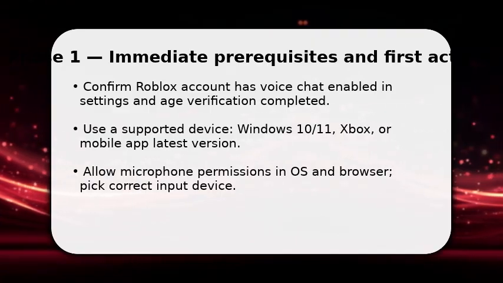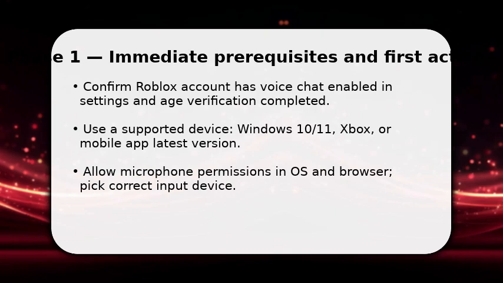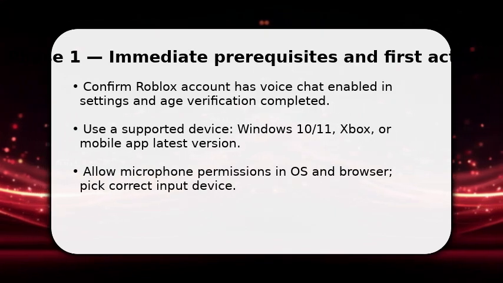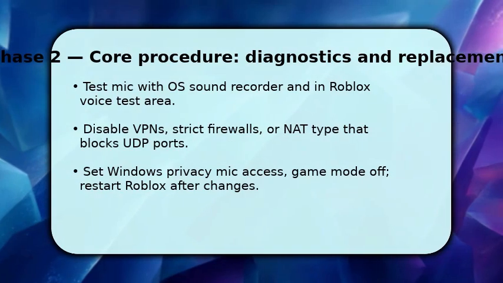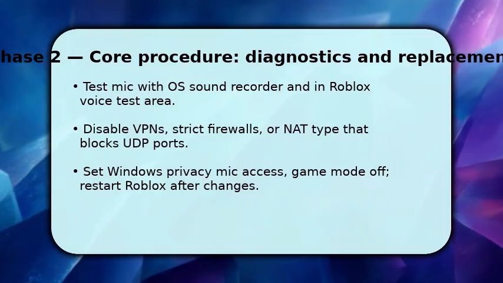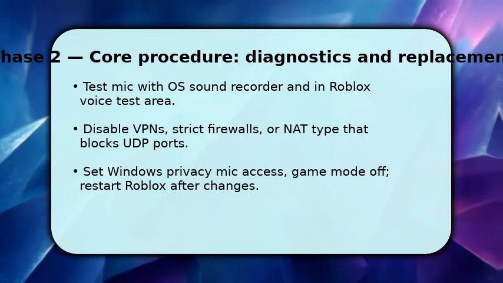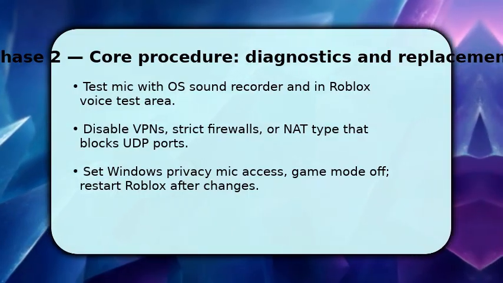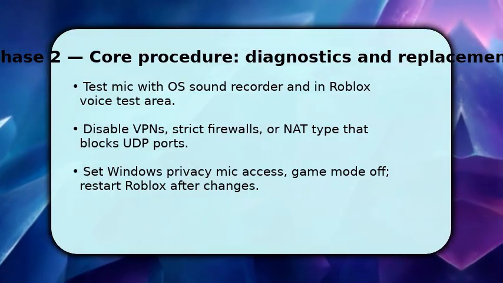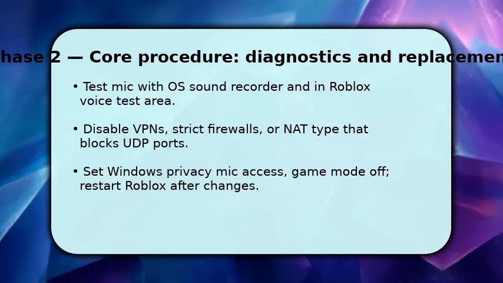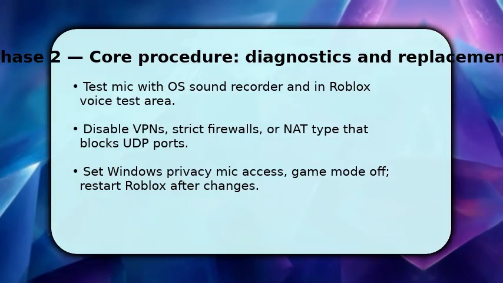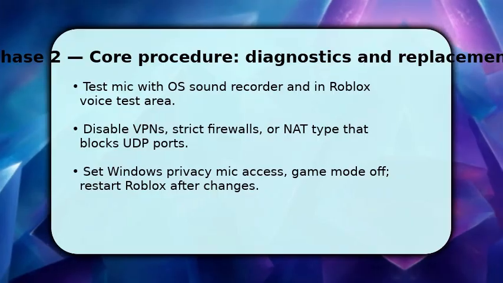Doing these first reduces variables and speeds troubleshooting when the voice channel still fails. Now you focus on configuration and network details that commonly cause no audio issues. First, test the microphone locally with the OS recorder and then in Roblox's voice test area so you know the mic works. If problems persist, disable VPNs and adjust firewall or router NAT settings.